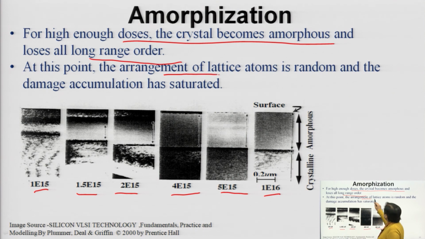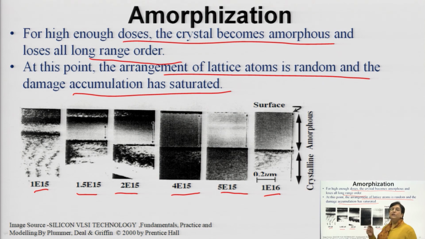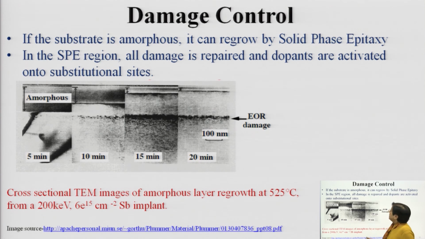At this point, the arrangement of the lattice atoms is random and the damage accumulation has reached its saturation level. This is how it looks at 1E15, 1.5E15, 2E15; just see the level at which the amorphization is happening. At 1E16, the range order is only 0.2, meaning the order exists only up to 0.2 micrometer. Beyond that, you will have irregular crystal patterns and total damage in the crystal orientations. Now, if the substrate is amorphous, it can be regrown by solid phase epitaxy.